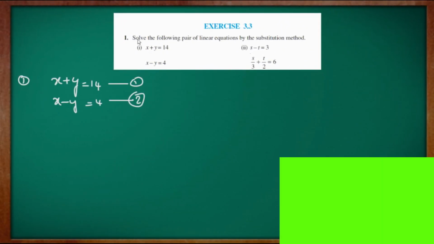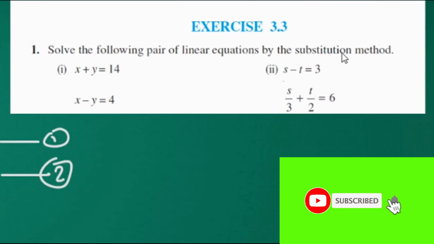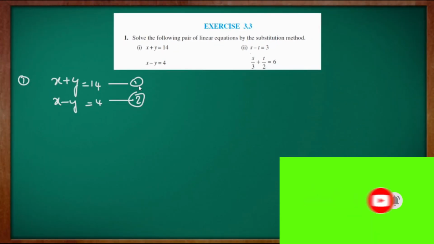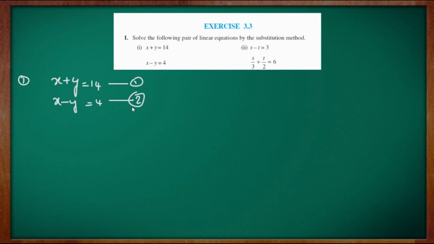Exercise 3.3, first question: solve the following pair of linear equations by substitution method. They have given x plus y is equal to 14, which I represent with 1, and x minus y is equal to 4, which we will represent with 2. Solve means we have to find x and y in this problem.